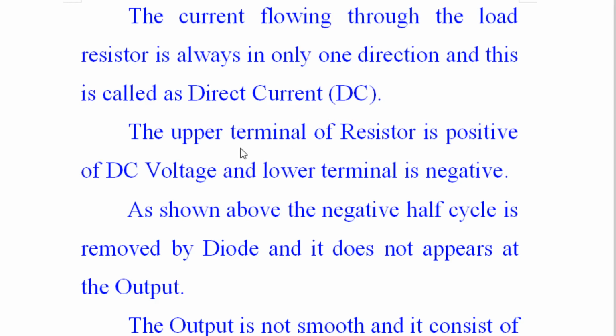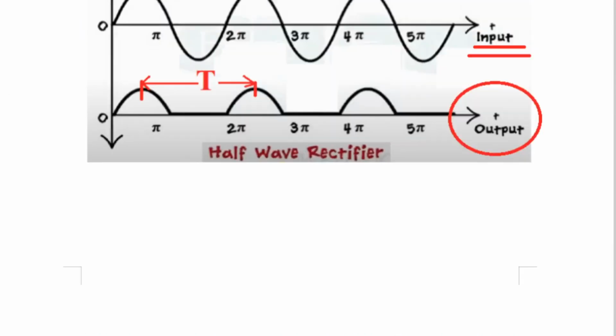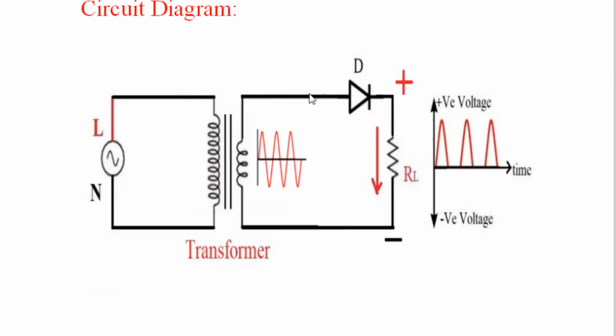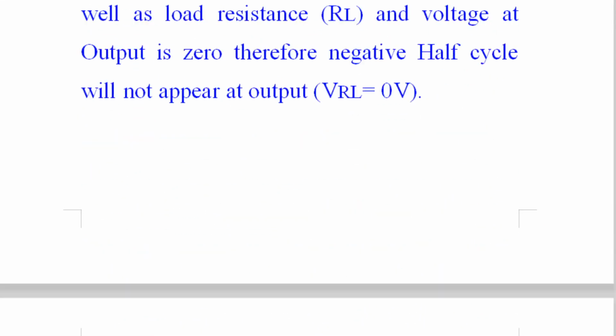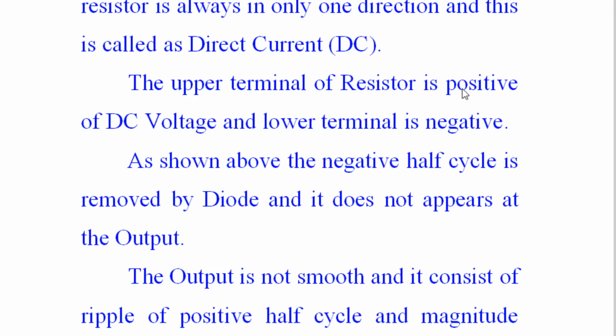The upper terminal of the resistor is the positive of the DC voltage and the lower terminal is the negative of the DC voltage, because the direction of current is always what? The same, from anode to cathode of the diode. The diode does not conduct in the reverse direction during the negative half cycle. Therefore the upper terminal of the resistor is positive and the lower is negative. So the direction of current is only unidirectional. See the red arrow, it is a downgoing arrow. Current always flows from positive to negative. And in this way the upper terminal of the resistor is the positive of DC and the lower terminal is negative.